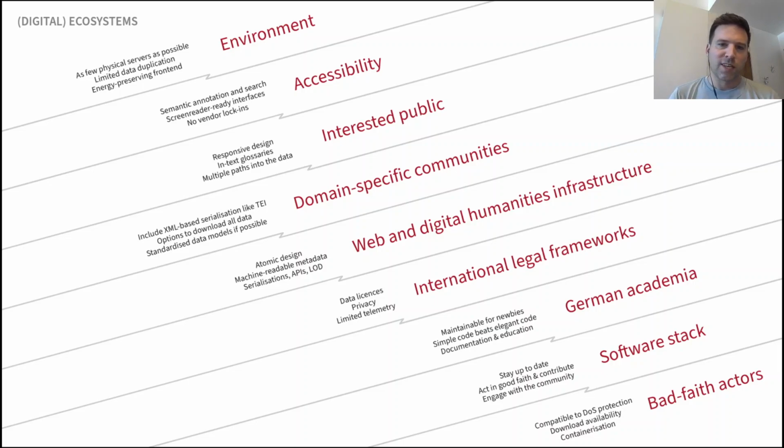We also looked at various kinds of infrastructures, as in APIs that people ask us to provide to access the data in order to feed, for example, a federated content search in one domain or a knowledge graph in another domain. We also took into account German academia. This might sound strange, but whatever we do, unfortunately, it also means it needs to be maintainable for newbies. So simple code beats elegant code in this kind of project, because, as I said, German academia can be harsh.